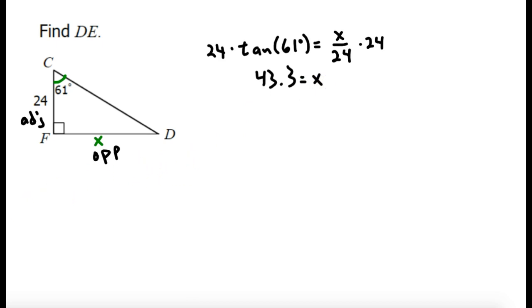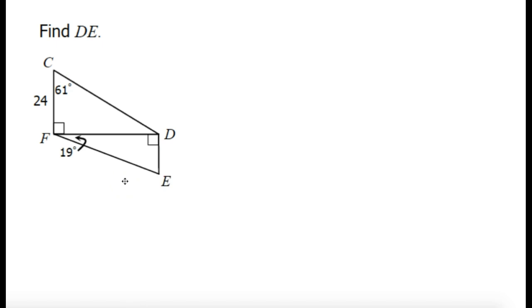Okay, so now I know that FD is 43.3. Let's bring that full diagram back. This side's 43.3. Now I can use that to find this side. Let's say that we already used x, so let's call this y. Now I'm ignoring the top triangle.